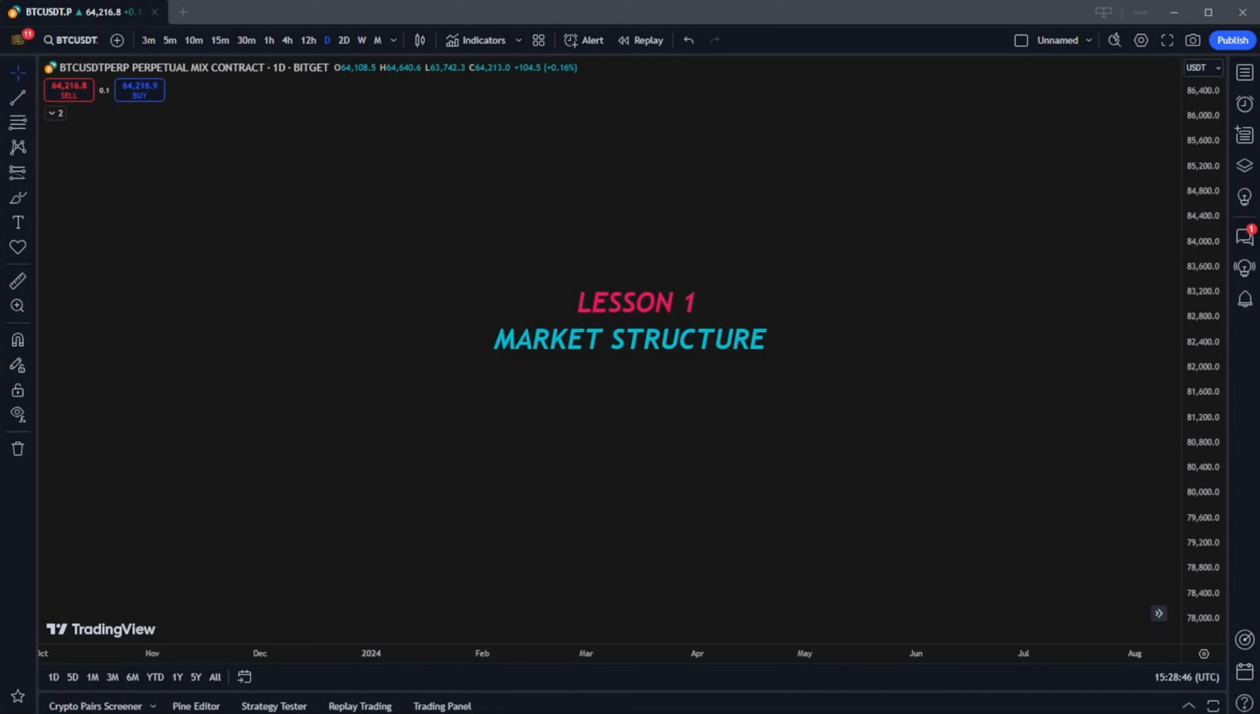Welcome to lesson 1 on how to trade with the smart money concept strategy. It's also been called the ICT strategy and everything in between, but nevertheless, lesson 1 is on market structure. Now, market structure is a way the market is organized and how prices move within it.